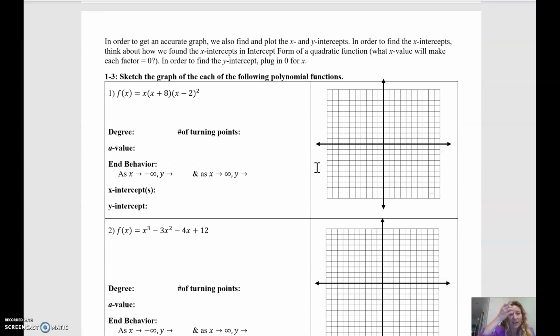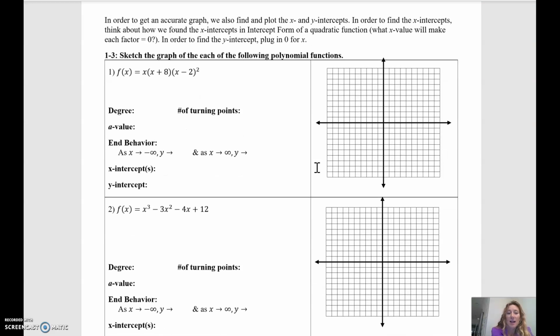Okay, so then in order to get an accurate graph, we plot the x and y intercepts. And so let's take a look at this function. Number 1 here is in factored form. So what we're going to do first is find the x-intercepts, plot them. We're going to look at the degree, the number of turning points, and then we're going to notice if each one has a significant piece of information.